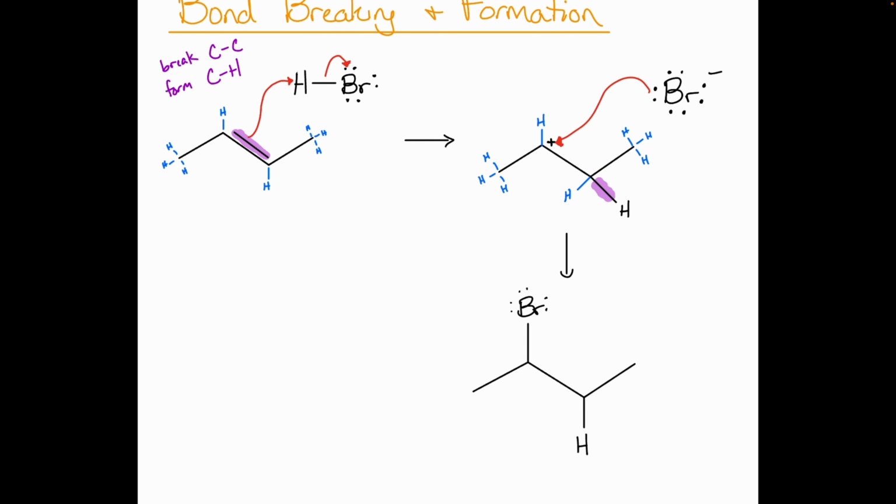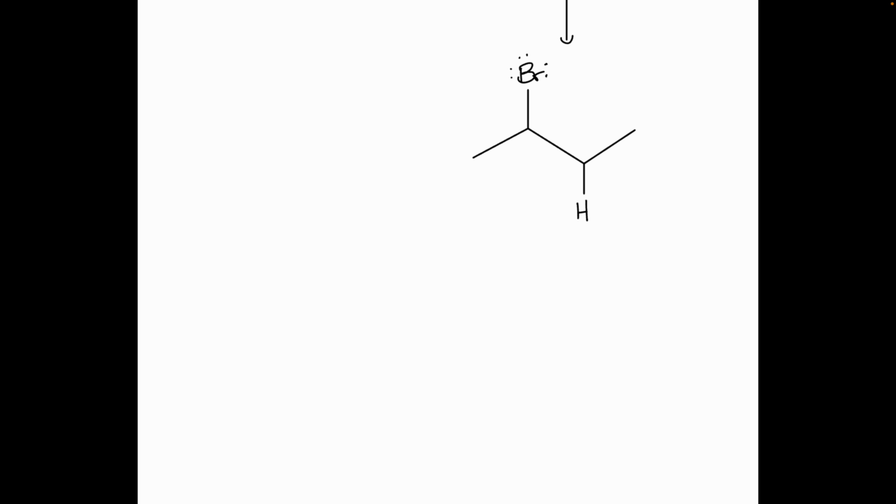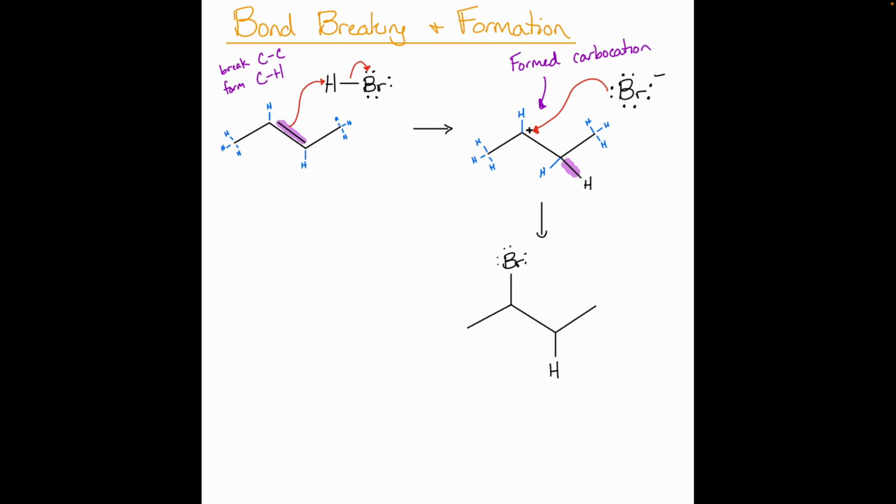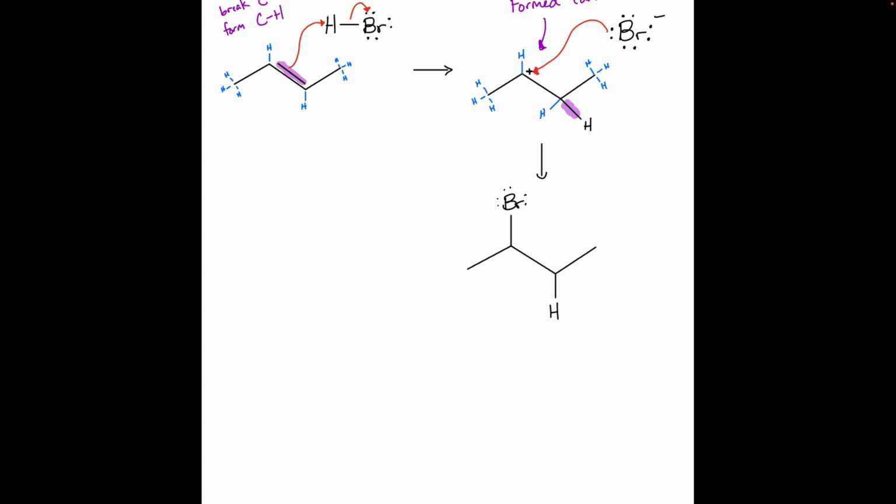All right, and we're just going to note here that we formed a carbocation. Important intermediate step here in our mechanism. All right, and then the last one that we want to sort of have under this same category, bond breaking information, is kind of the reverse of what we saw here.